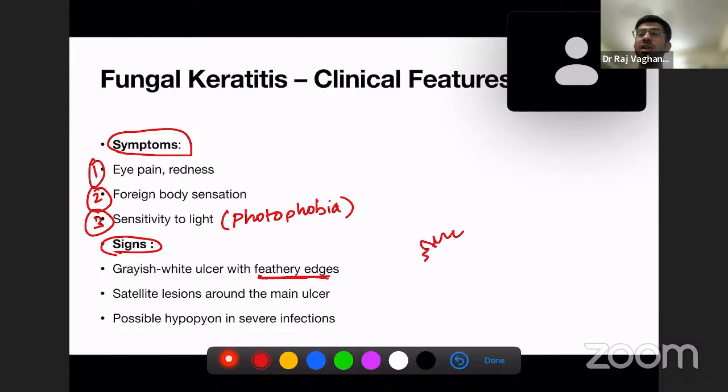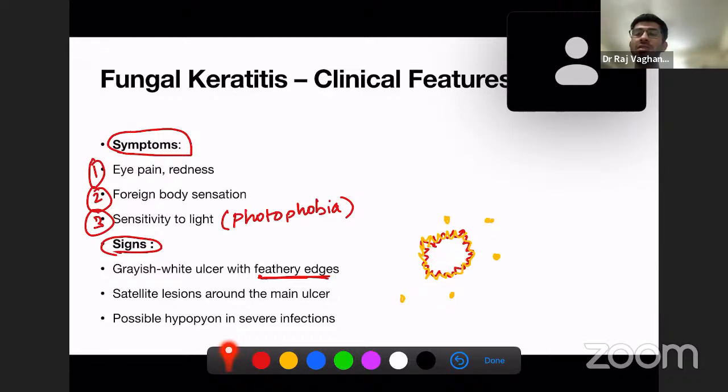It is like this. I'm just drawing a rough diagram. It has feathery edges. You would draw it with white, but if I draw it with white, it will all appear white, so I'm drawing it with yellow. These are the feathery edges of the ulcer. So it is a grayish-white ulcer with feathery edges. There's a satellite lesion along the main ulcer. Satellite lesion means apart from the ulcer. This is the main ulcer, and these are the satellite lesions.